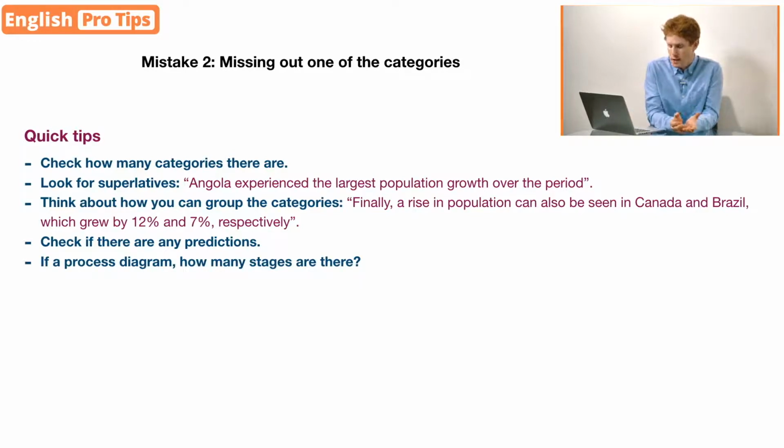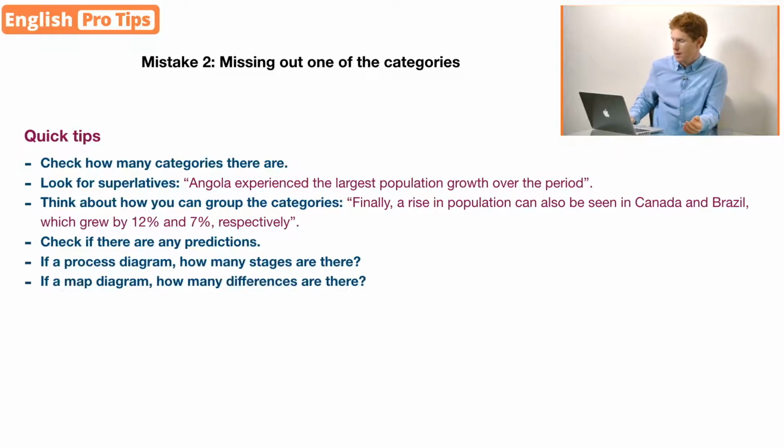If it's a process diagram, well, how many stages are there? And if it's a map diagram, how many differences are there? This is the kind of thing that you should be looking at when you're analyzing the graphic and making sure to mention in your answers.